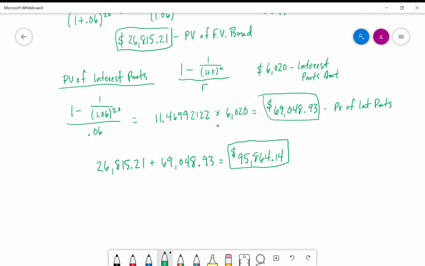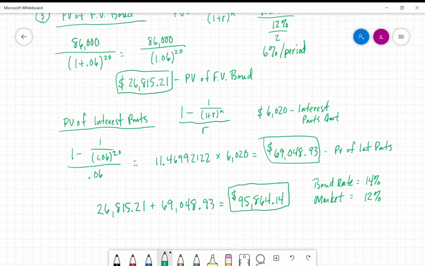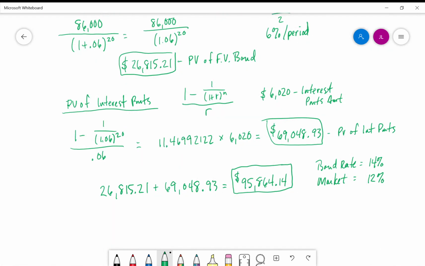And remember, in this case, the bond rate was 14%, I believe. Yeah, the bond rate was 14%, and the market rate was 12%. So in this case, the bond paying a higher rate than the market, this should be issued at a premium, or a price higher than the face value of the bond. And if we scroll back up, remember, the bond was 86,000. So this makes sense for us to have it this way.